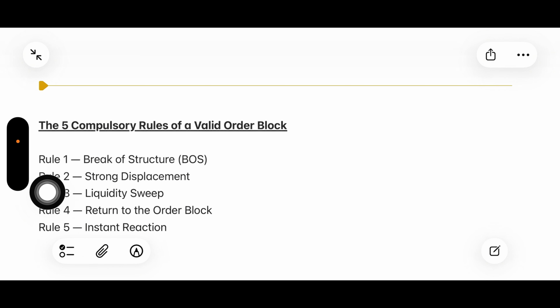There must be liquidity nearby. In layman terms, let me give you guys an example. Before touching the order block, the market should have collected stop losses and swept a high or low. That confirms that smart money is manipulating the price. Liquidity grab, yes. No liquidity, random reaction. The fourth rule is return to the order block.